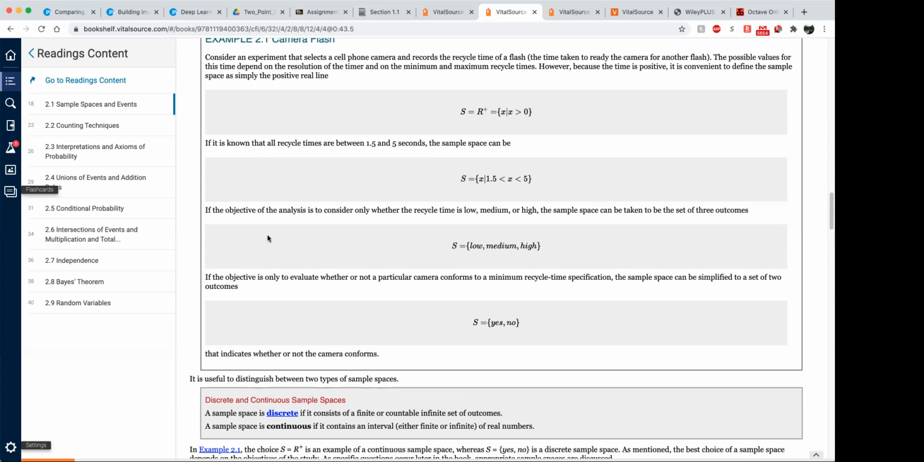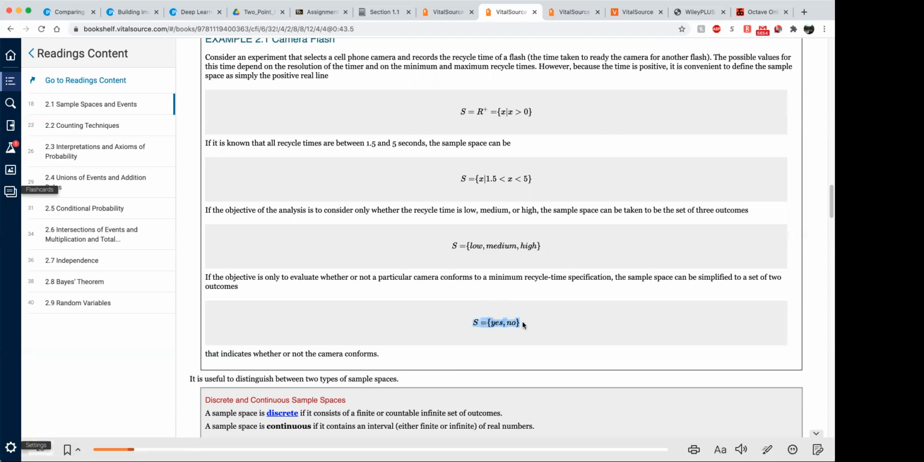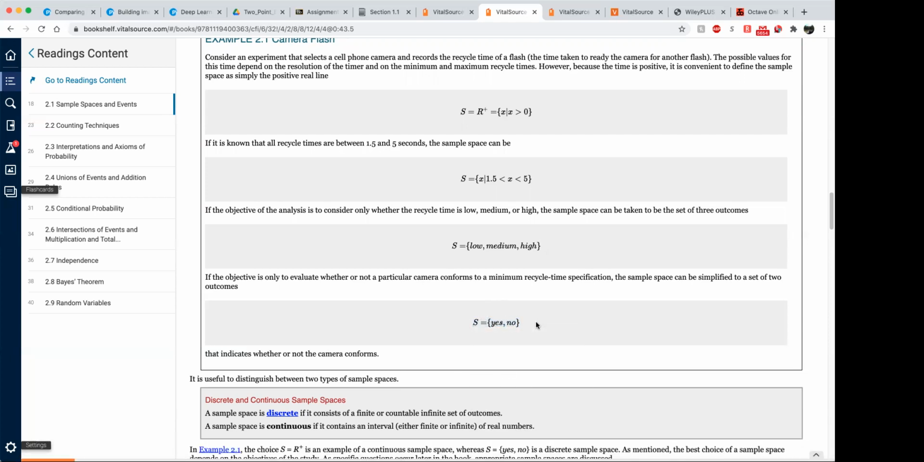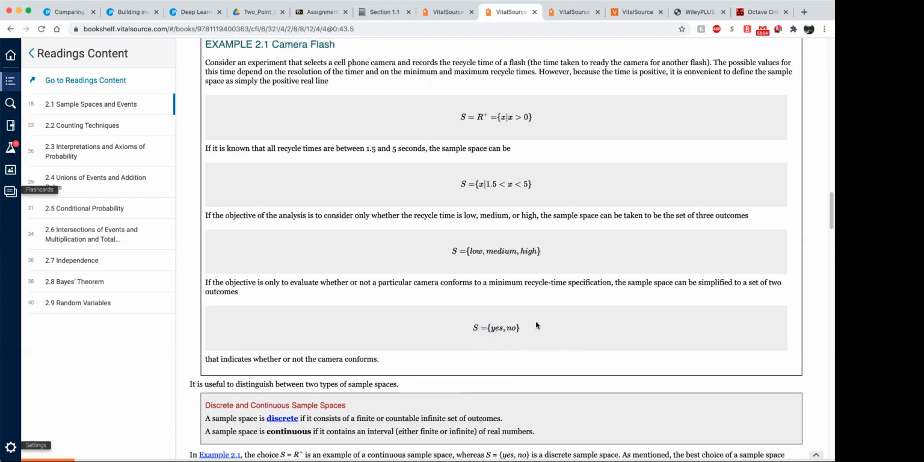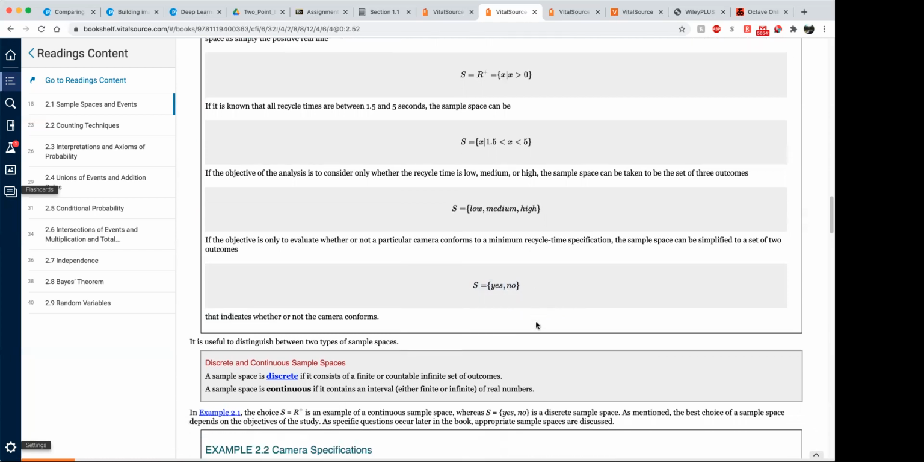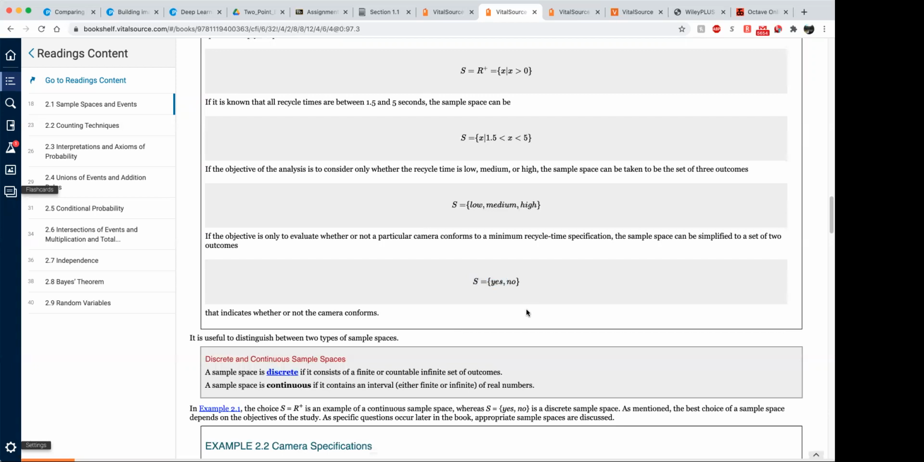So see here, if the objective of the analysis is to consider only whether the recycle time is low, medium, or high, the sample space can be taken to be the set of three outcomes: low, medium, high. And if the objective is only to evaluate whether or not a particular camera conforms to a minimum recycle time specification, the sample space can be simplified to a set of two outcomes. So we're only evaluating whether or not the camera conforms to the minimum recycle time specification. Yes or no. So we have only two outcomes, right?